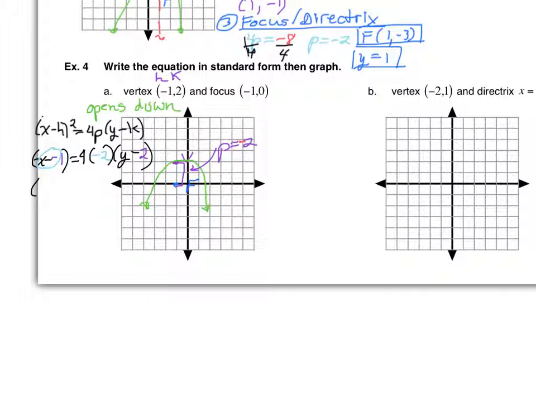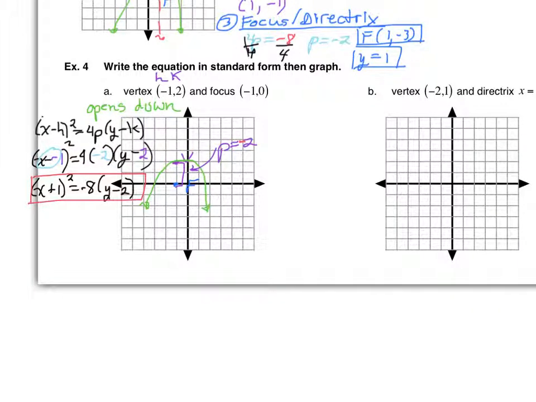So we have, oh, I forgot to square it up there, sorry. X plus 1 squared equals 4 times negative 2 is negative 8 times y minus 2. So here is our equation. Wasn't that the easiest of them all?